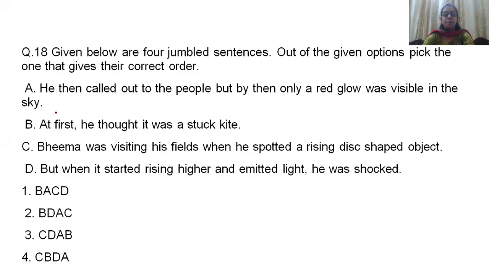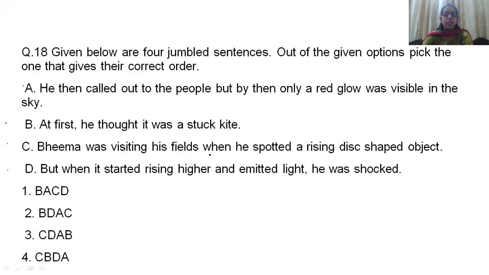Question number 17 is a para-jumble kind of question. They will give you 4 sentences and you have to arrange them properly. "He then called out to the people, but by then only a red glow was visible in the sky." Now, this cannot be the first sentence because the story has already started. "At first, he thought it was a stuck kite." Again, it cannot be the introduction line.